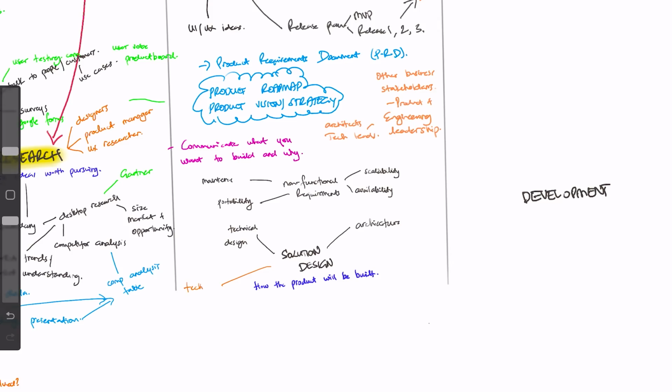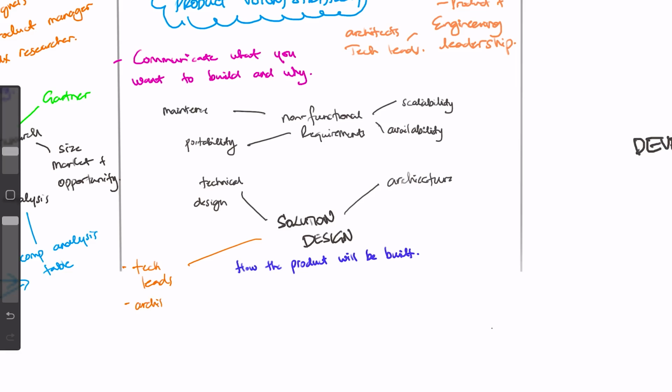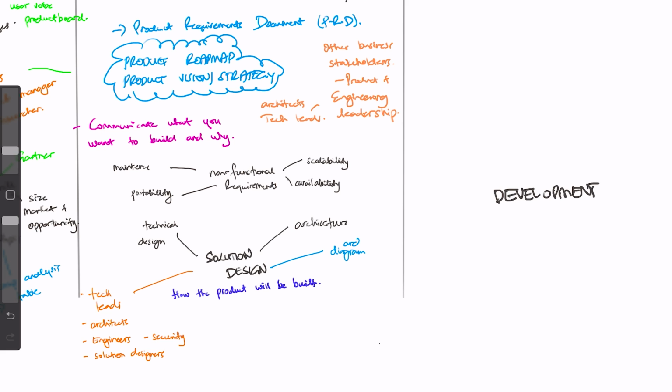Who will be involved in the solution design is typically tech lead, architects, and engineers, and sometimes solution designers if your company or startup has them available, and probably also security. Typically the solution design phase will create artifacts like an architecture diagram and probably a solution design document. If I can find them, I'll leave some examples of architecture diagrams and solution design documents in the comments or in the description below.